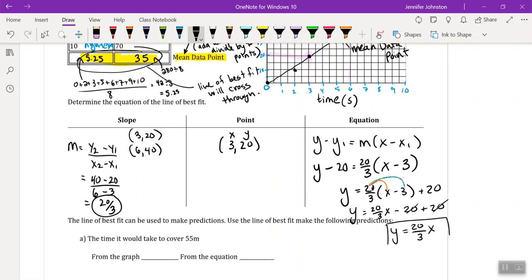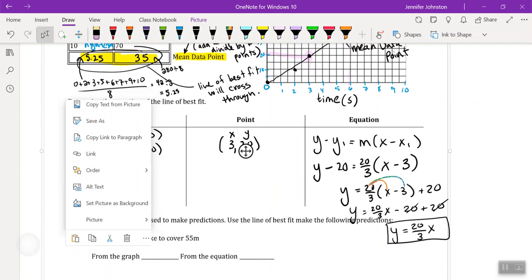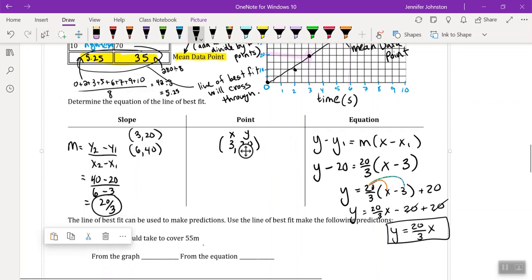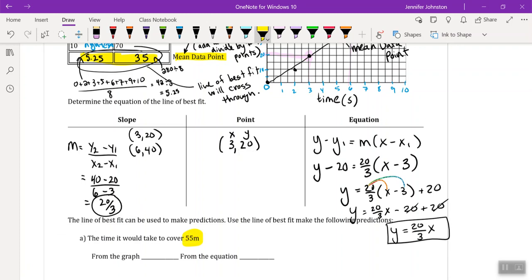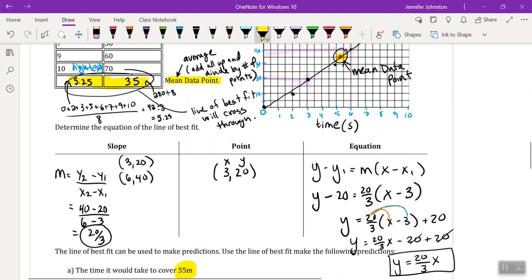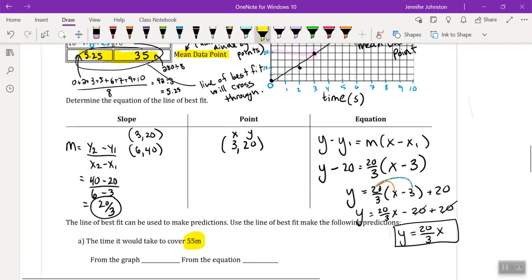Right, we're going to use this equation to make some predictions, from the graph as well as from our equation. So at the distance 55, so 55 meters, at what time would it cover 55 meters? Again, please press pause, get that down, and then move on to the next step.